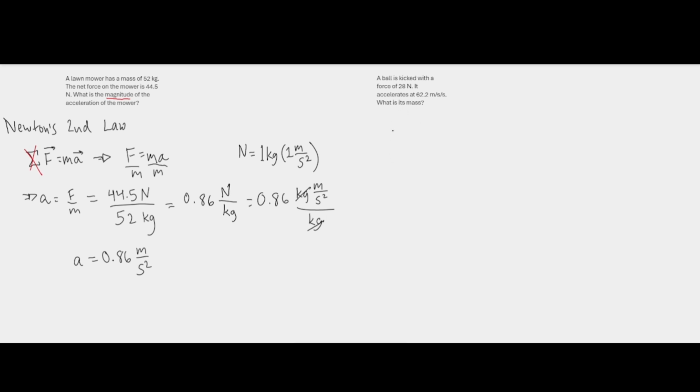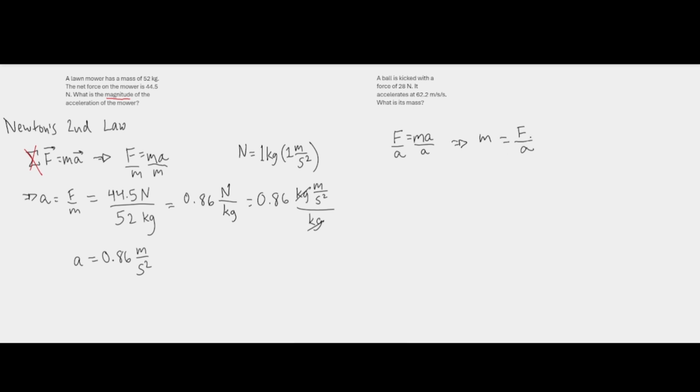So again, I'm starting with Newton's second law, and I'm only worried about the magnitude here, and we only have one force. We're given one force, so we don't have to worry at this point about summing up the individual forces. So we're looking for mass, so I divide both sides of Newton's second law equation by acceleration, and I'm left with mass is equal to force divided by acceleration.